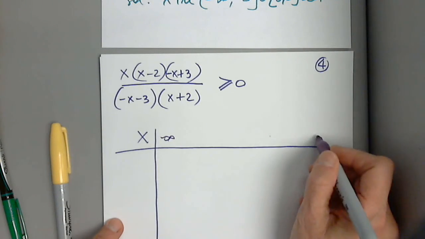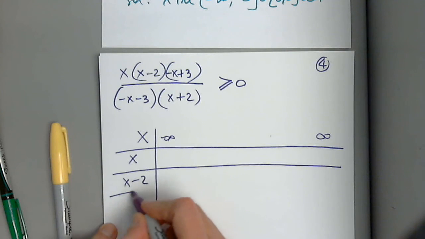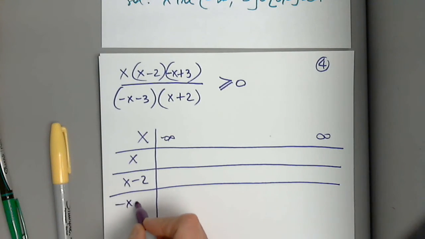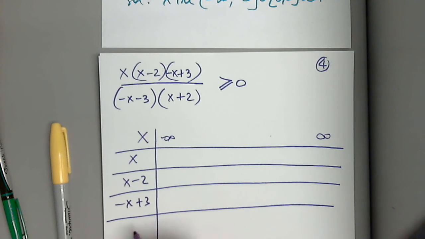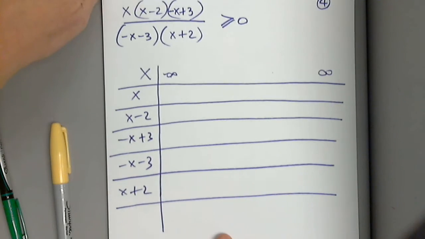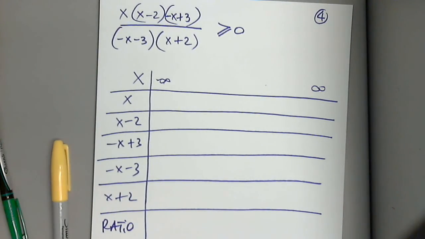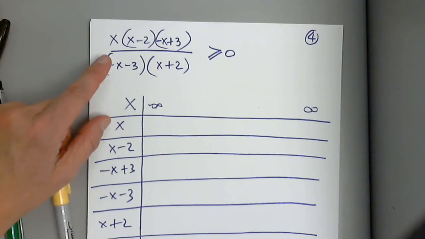So x is the variable in the problem. X is the first factor. X minus 2 is the second one. Negative x plus 3 is the third one. Negative x minus 3 is the fourth. X plus 2 is the last. And of course, I ran out of room, so I'm going to write ratio this time. On the side, let's determine all the values that we need to have in the table before we put them in, so we put them in the correct order.